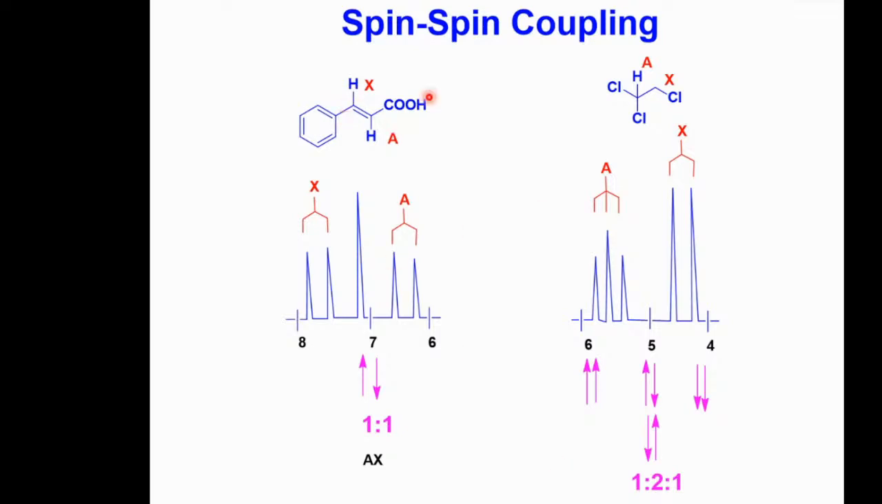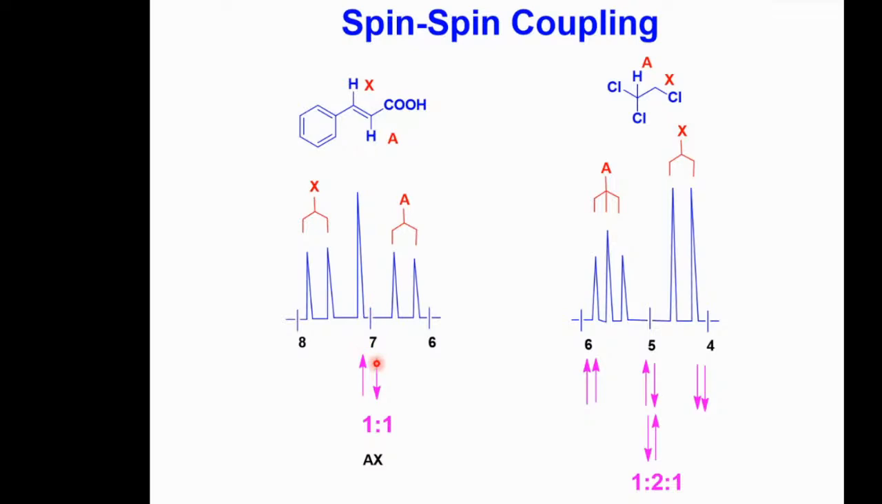I'm sure you know this molecule, cinnamic acid. The protons alpha and beta to the carboxylic acid appear as doublets. For example, proton A appears as a doublet because we know A couples with X. In other words, A sees X in two different orientations, so A comes to resonance twice. And similarly, proton X sees proton A in two different orientations, so X also comes to resonance twice. That is why we see two doublets.